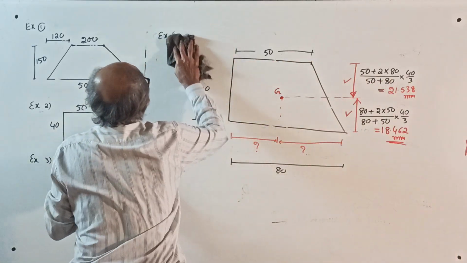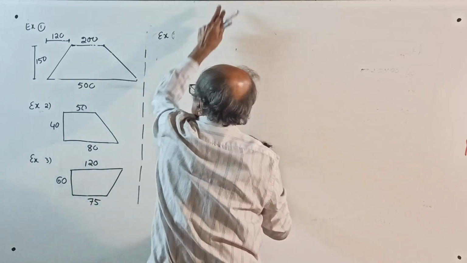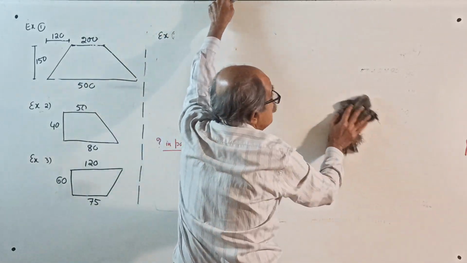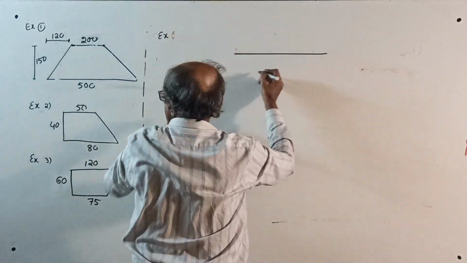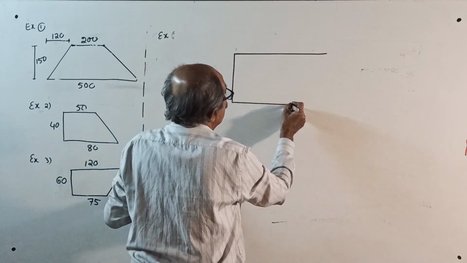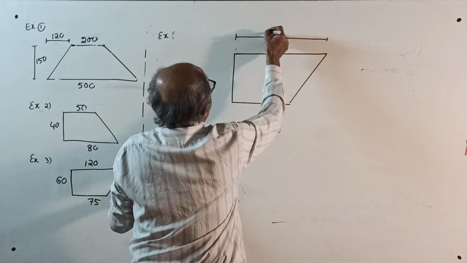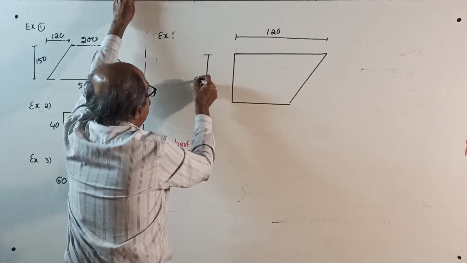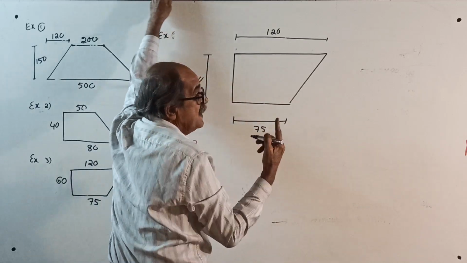Next, example 3. Now one more round is there. Over. You make all these 3 in a single page. You write the 3 questions on the left hand side of the page, the small ones. Right side has more space. Example 3. See, this time 120 is bigger. Which is bigger, which is smaller does not matter. 60 and 75. This is 120 and this is 60. These are the 2 parallel sides. Other is 75. I am not writing ABCD at all. Next time I will write ABCD.